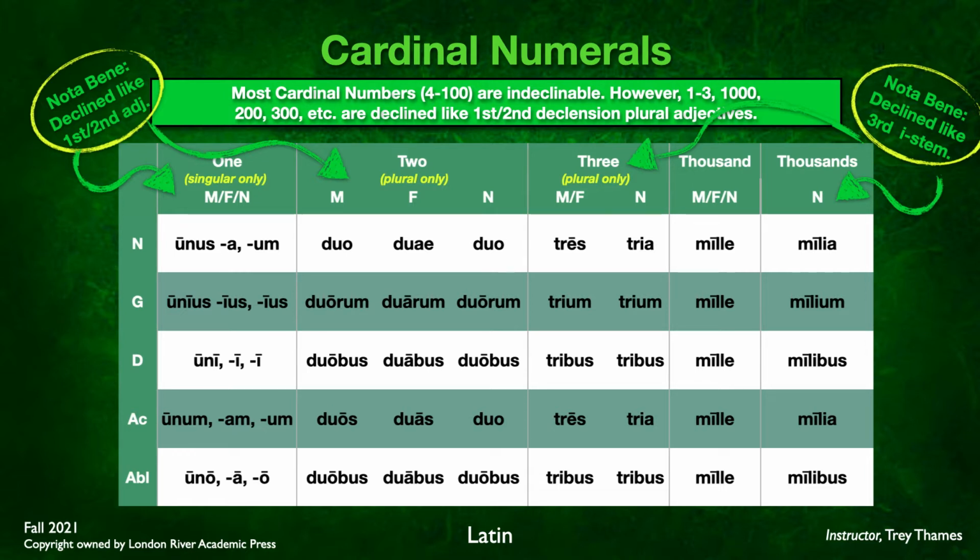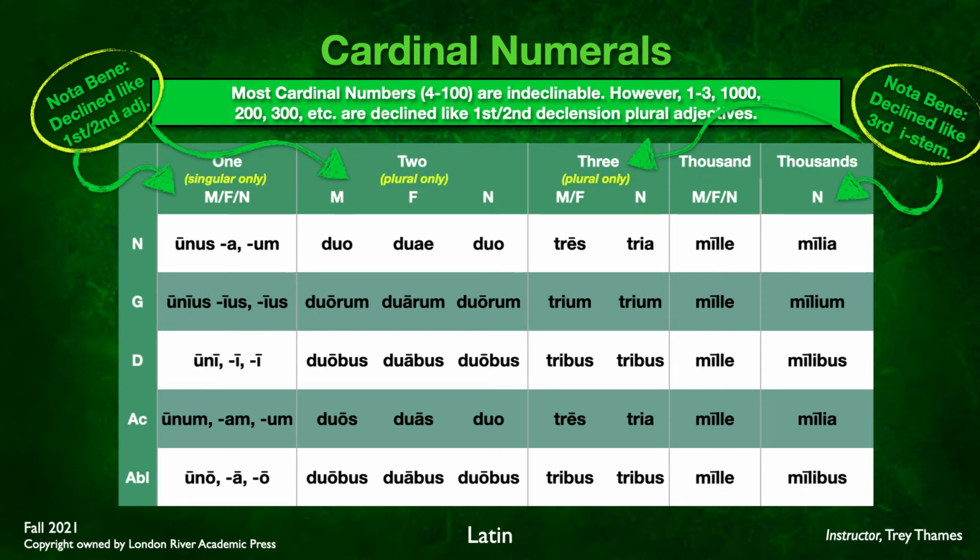And again, the ablative plural, duobus, duabus, duobus. So that is the numbers 1 and 2. Now the number 3 is again only the plural form, and it follows the pattern of third declension I-stem.